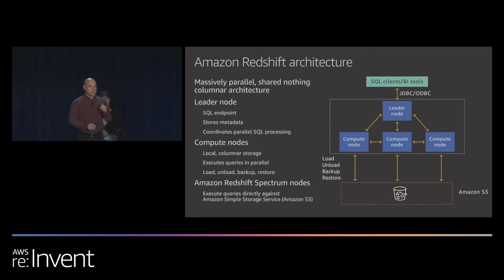Behind the leader node there's at least 2 compute nodes. In this example, I have 3. We have between 2 and 128 compute nodes, so it's scalable all the way up to 128 of these. And that's where all of the data in your cluster resides. So when you write data into Redshift, if it's being laid out correctly, which we'll talk about how you do later, that data will be laid out entirely evenly across all of those nodes.